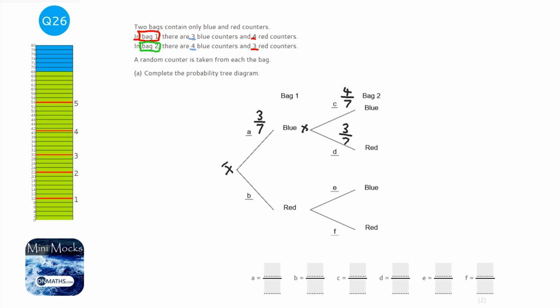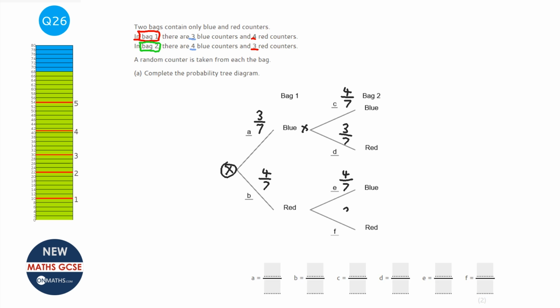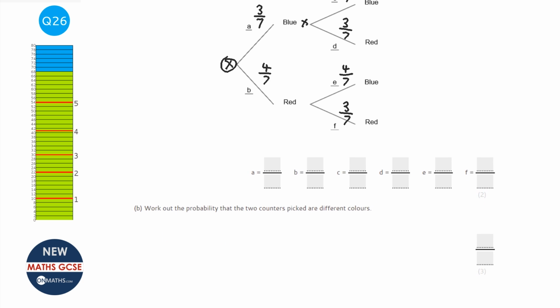Now let's go all the way back to the start, and let's pretend we picked a red from bag 1. Let's have a think. What's the probability? Well, there's 4 red and 7 in total. And a blue from bag 2, well, that would stay the same, wouldn't it? Because there's still 4 blues and there's still 7 altogether. And there's 3 reds and 7 altogether. And that would be enough to get you full marks. Let's move on to the second question.